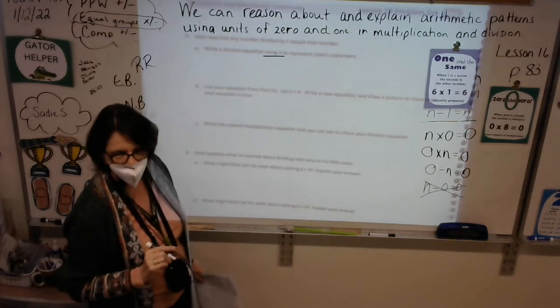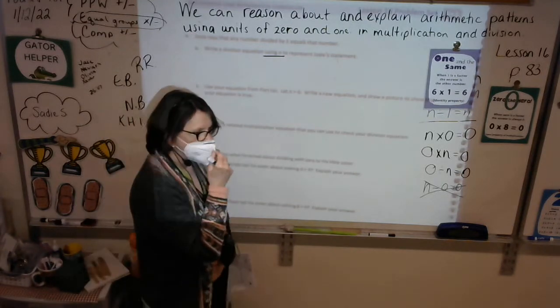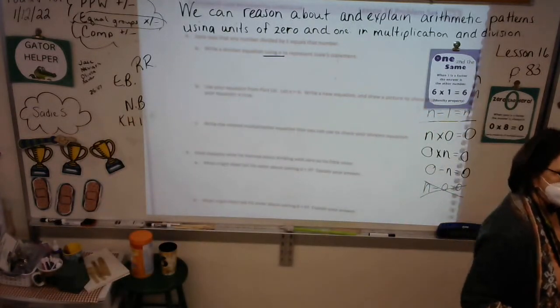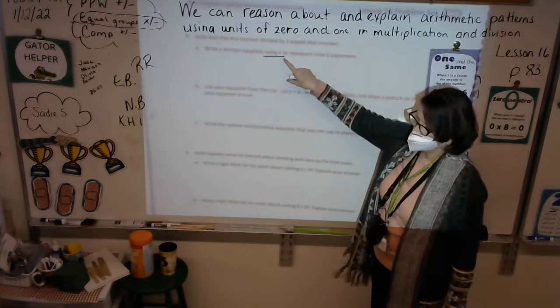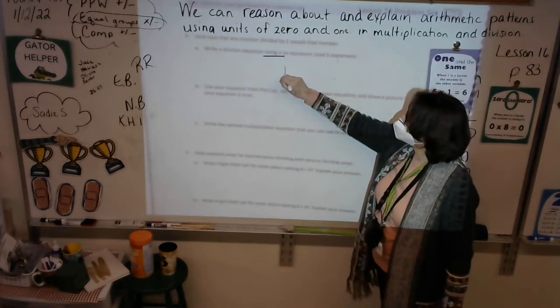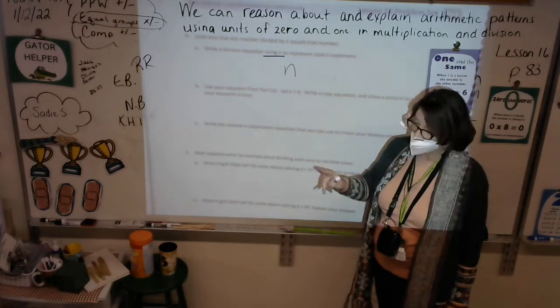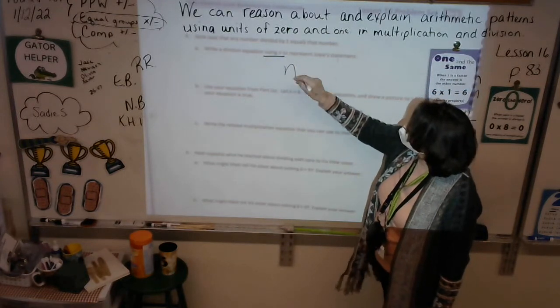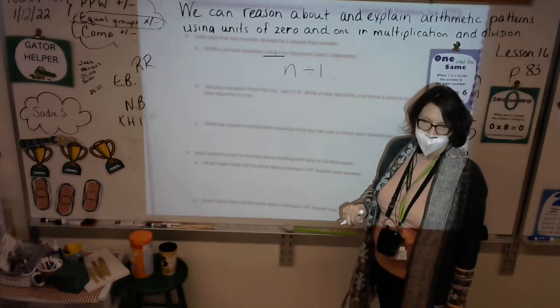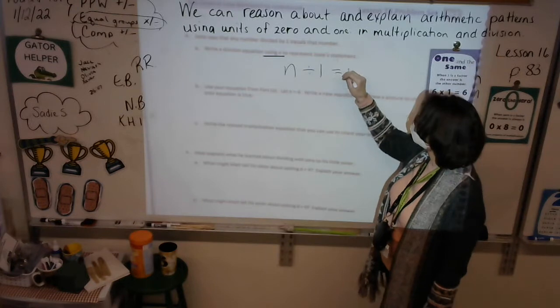Very good. You got it. So, think about it. Any number. And what do they want us to use for any number? N. You got it. Guys, look over here. Any number divided by 1 equals that number. What is the number?